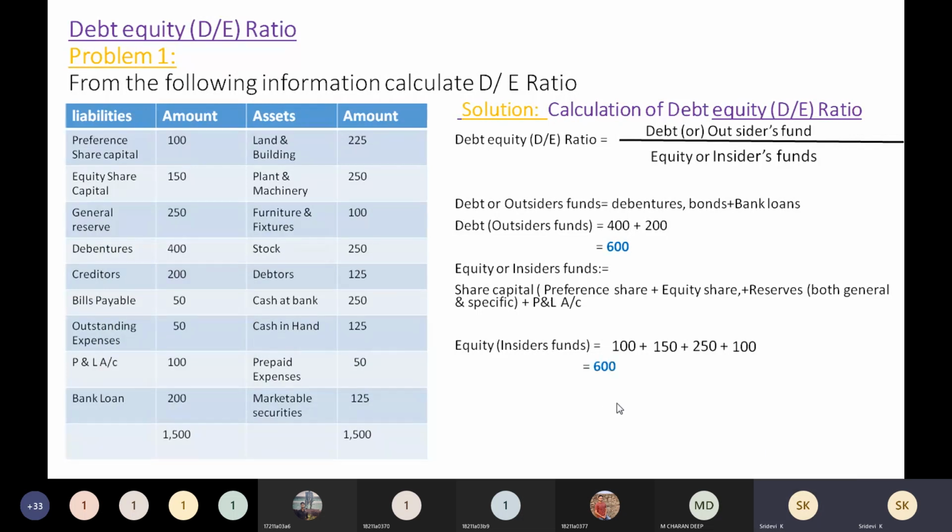Okay. So now we have outsiders funds as well as insiders funds. So now substitute these values in the formula of debt equity ratio. So the DE ratio is equal to debt by equity, no? So that is equal to 600 by 600. So how much are we getting? 1:1 ratio. So the minimum ratio is 1:1, no?